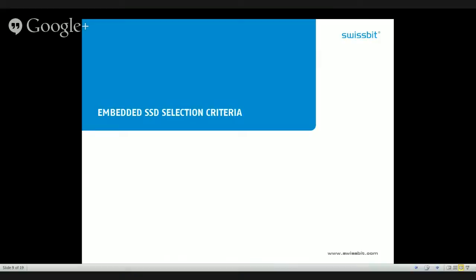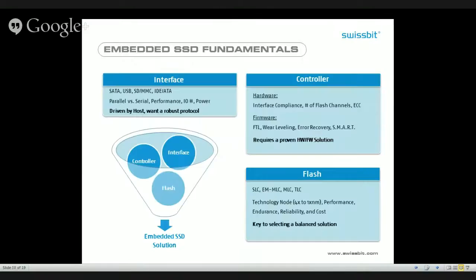So we'll move on into the embedded SSD selection criteria specifically. In an embedded SSD, there are 3 fundamental elements. Those are the interface, the controller, and the flash. On the interface side, as we spoke, SATA, USB, SD, and ATA are the predominant ones. The difference between these is parallel versus serial, the performance bandwidth of that particular interface, the number of IOs, and the power. Most of the time in embedded systems, the interface is driven by the host.